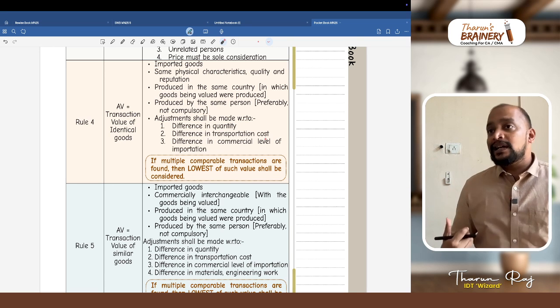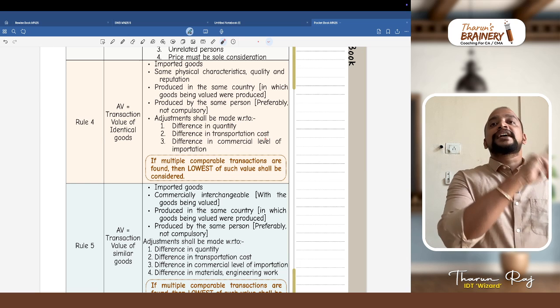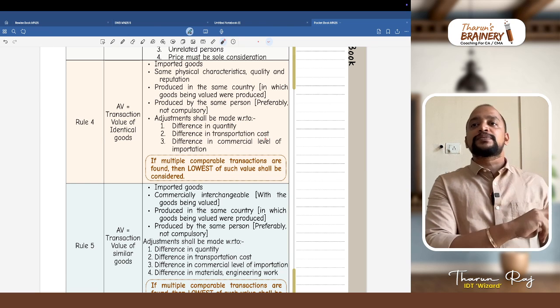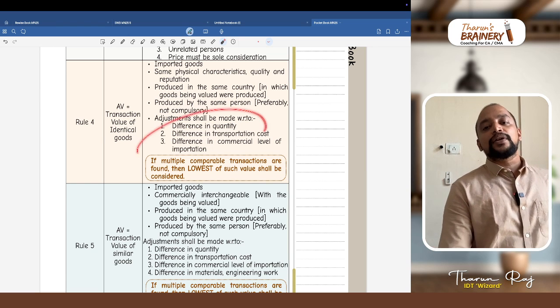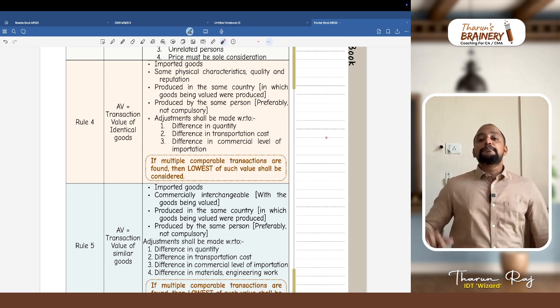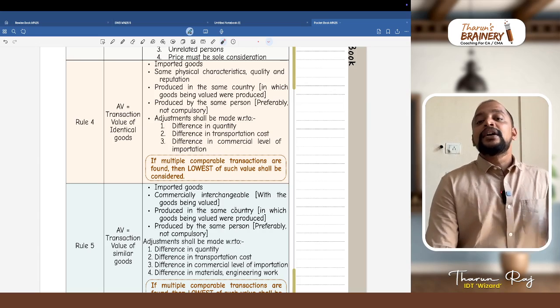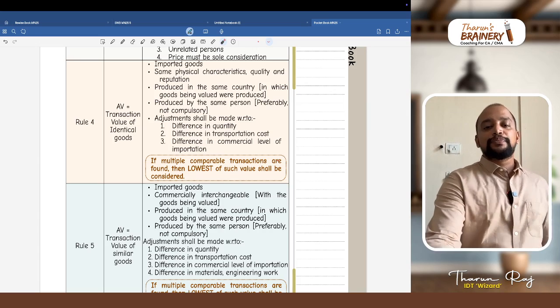If I import from a dealer, that person imports from the manufacturer. Had he imported from the dealer, there would be an extra dealer margin. That adjustment we need to make, that is, the difference in quantity, difference in transportation cost, difference in commercial level. Suppose multiple comparable transactions are identified, in this case we need to take whichever is lowest. The lowest of such values should be considered.